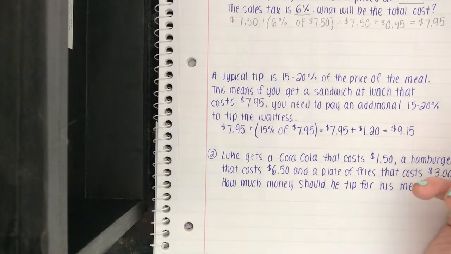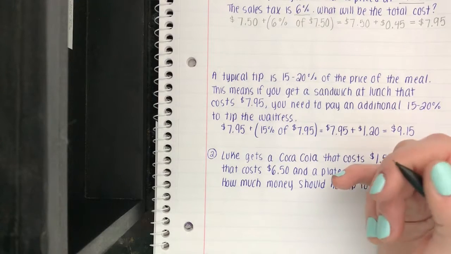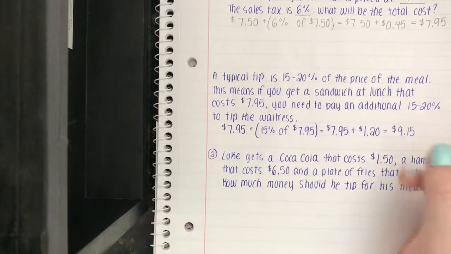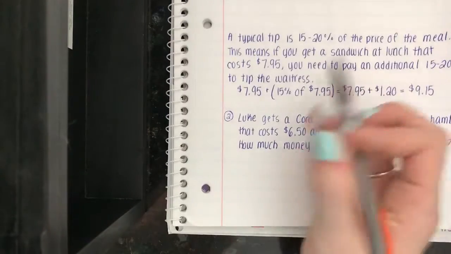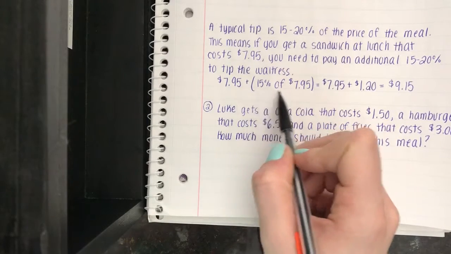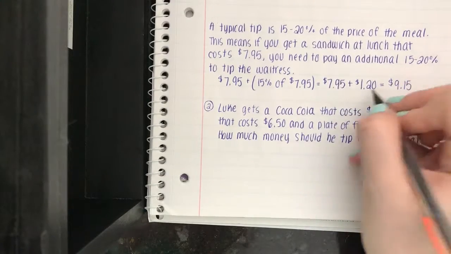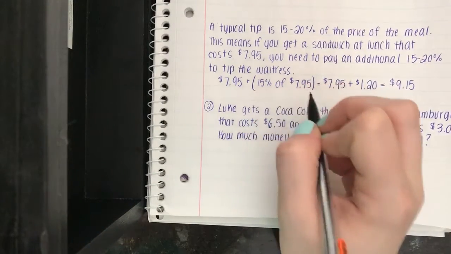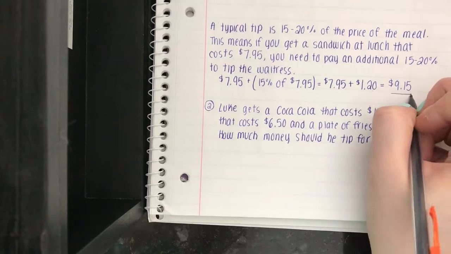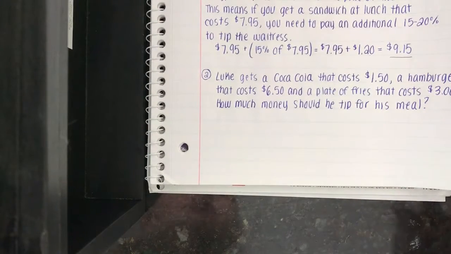Most waiters and waitresses make below minimum wage, so this is how they can get the money to hopefully make the amount that the minimum wage is. But that's not very relevant. Okay, so we have the $7.95 is the price of the sandwich. And then we're going to take 15% of $7.95, and that comes out to $1.20. So you just do 0.15 times 7.95, and that means your total is going to be $9.15.